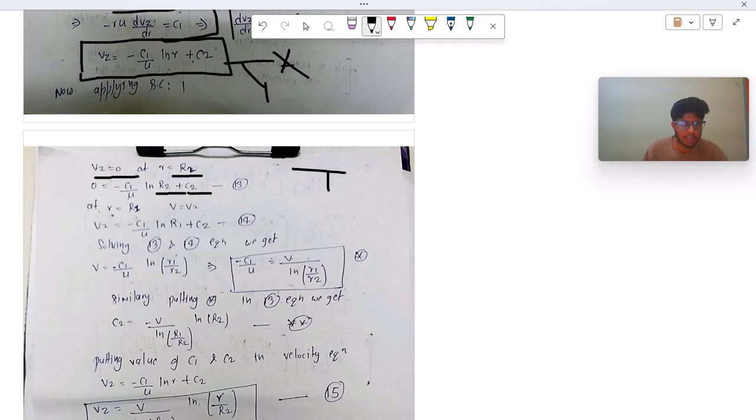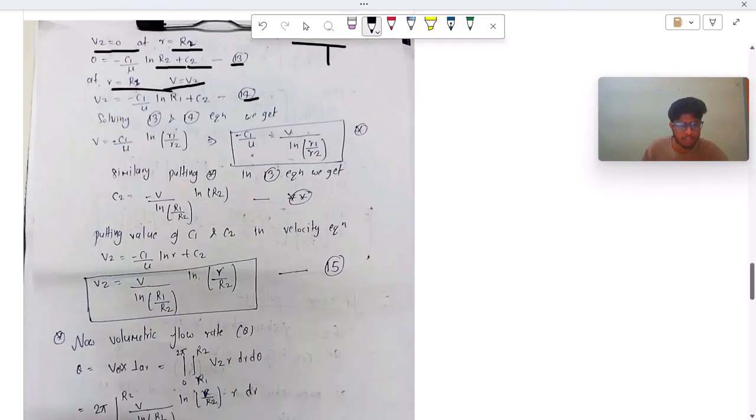Similarly, at r equal to r1, vz equals v. As our cylinder or wire is moving with velocity v, the fluid attached to that cylinder will also move with velocity v. From there we conclude that at r equal to r1, vz equals v. Solving equations 13 and 14, we get minus c1 by mu equal to v upon ln r1 by r2.